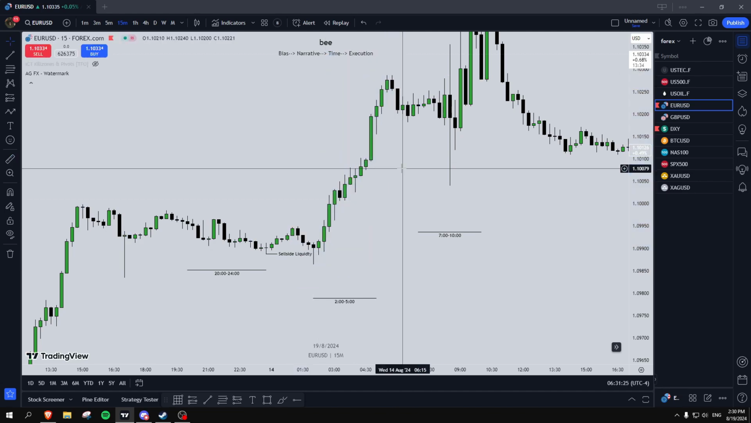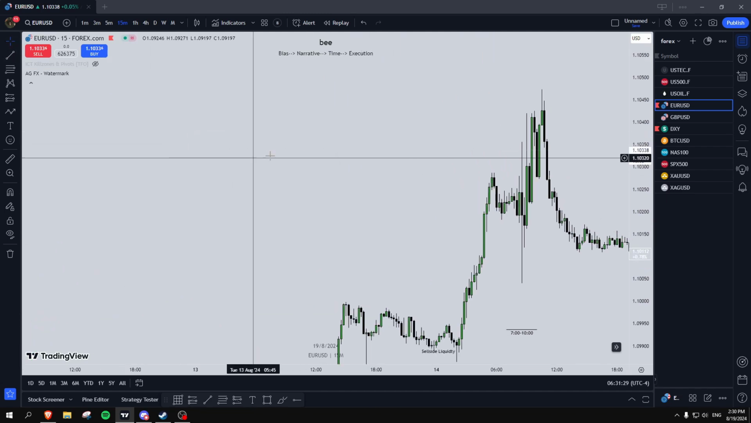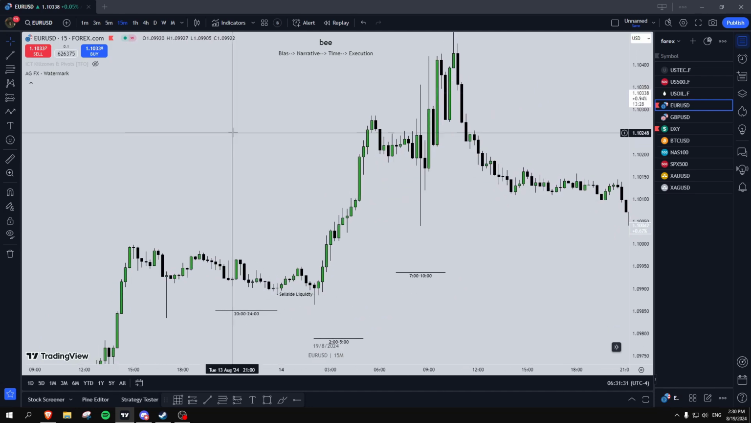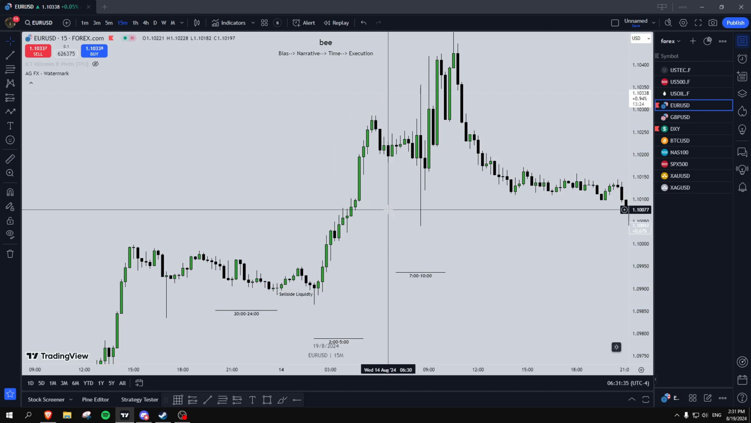What do we expect on the New York session? Probably a continuation if the high time frame target is not hit. But when you see this big of an expansion, you can expect a New York session to distribute poorly.